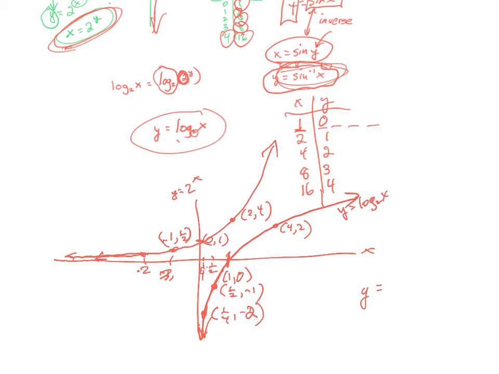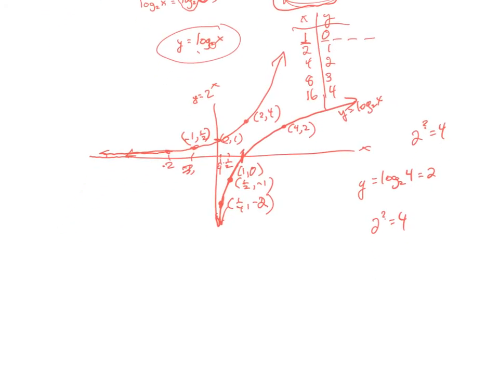Well, then here you have 4 comma 2, because this is y equals log base 2 of x. The log base 2 of 4 is equal to 2. So it's always the opposite. Basically you're asking yourself, what is 2 to the what equals 4? Whatever that answer is going to be the log base 2 of 4.